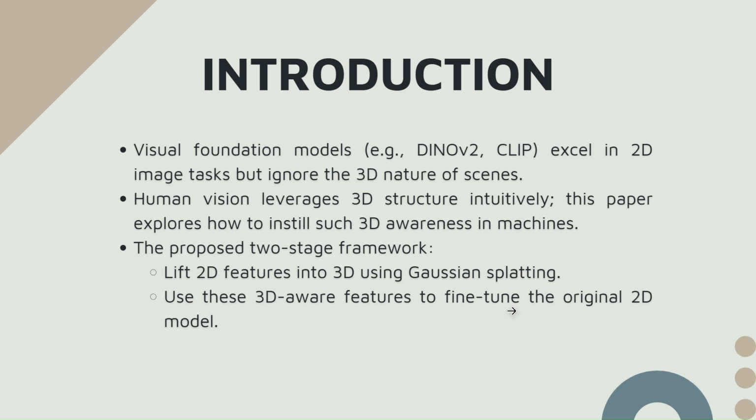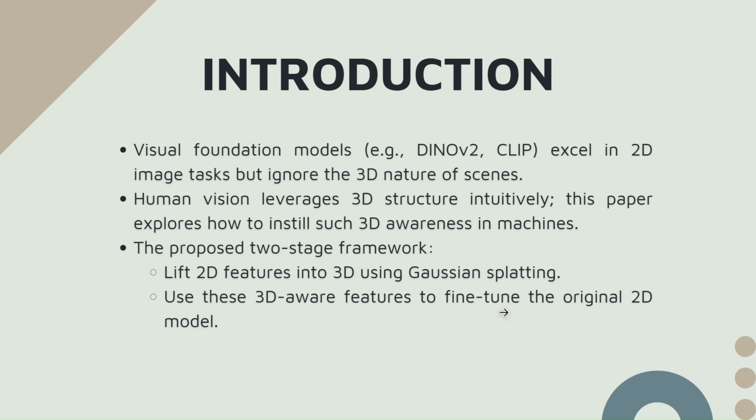Stage two uses the 3D-aware features to fine-tune the original 2D model. Once we have this 3D representation, we can render features back to any viewpoint. These rendered features become a new form of training data that carries implicit 3D knowledge. We then fine-tune the original 2D model so that it internalizes this knowledge. In essence, we distill 3D awareness into a model that still operates on 2D images.